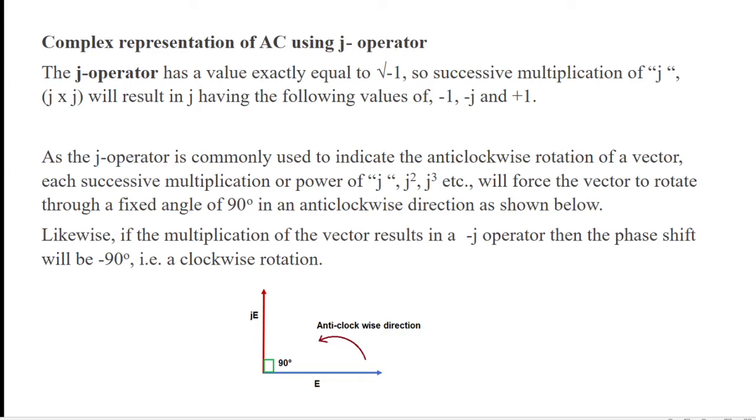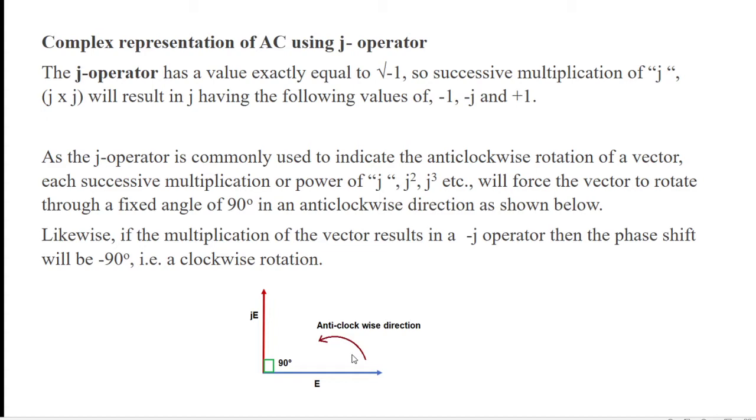Just like mathematical symbols multiplication, addition, subtraction and division etc. are used with numbers for indicating certain operations to be performed, likewise, the J operator is a mathematical operator which, when multiplied with any vector, rotates that vector by 90 degree in anticlockwise direction.